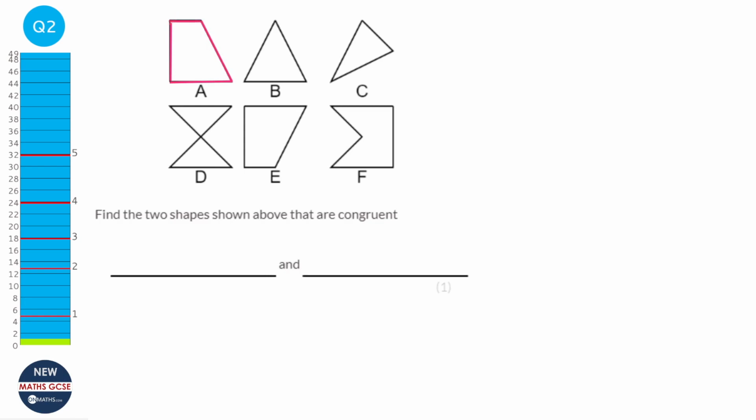and what we can notice is if I manipulate that now and bring it down to E, it almost looks the same as E, but what I can do is actually just reflect it and it's exactly the same as E. So A and E are congruent.